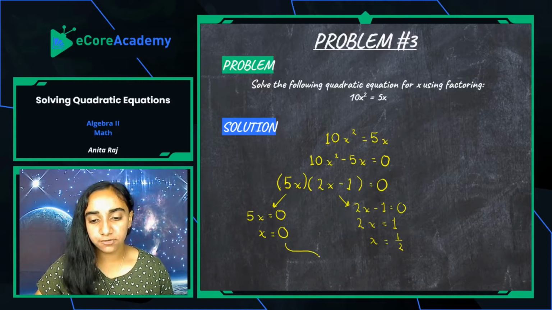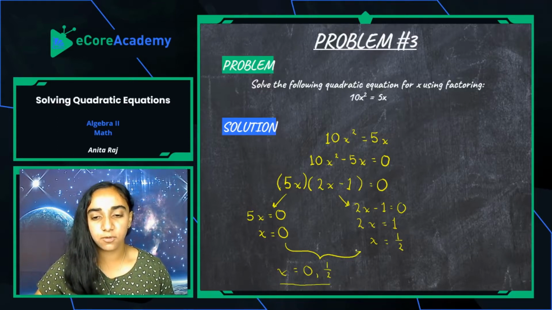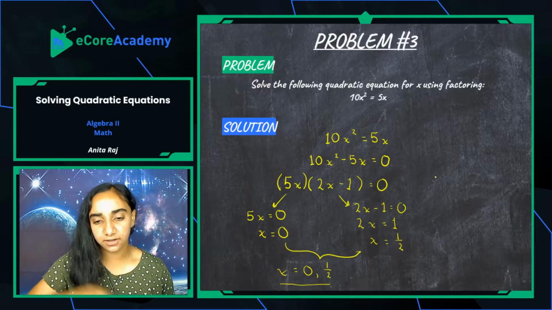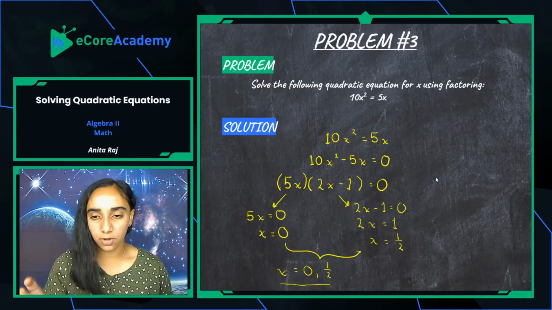Therefore, both of these are the solutions to this. So if x was equal to 0, it would satisfy this. And if x is equal to 1/2, it would also satisfy this. If you want, you can plug 1/2 in, but you'll see that it does satisfy this. So that is how we solve this. Again, the two solutions are 0 and 1/2.